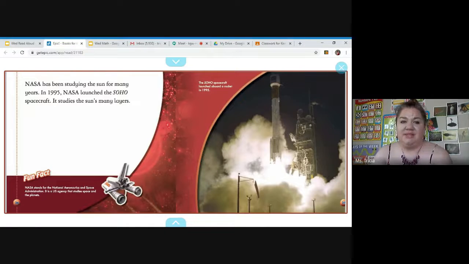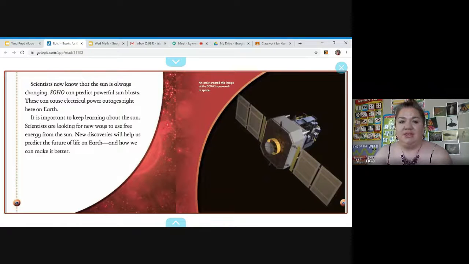NASA has been studying the sun for many years. In 1995, NASA launched the SOHO spacecraft. It studies the sun's many layers. Scientists know that the sun is always changing. SOHO can predict powerful sun blasts that can cause electrical power outages right here on Earth.